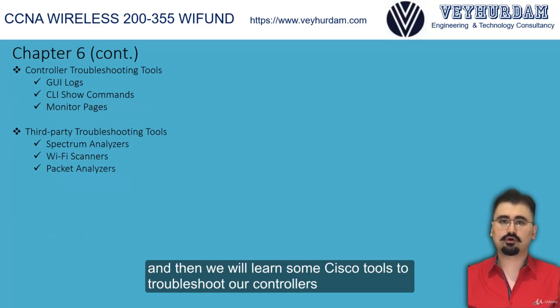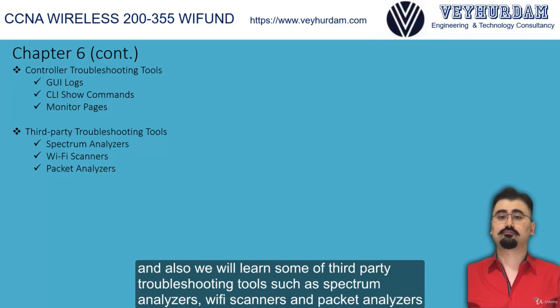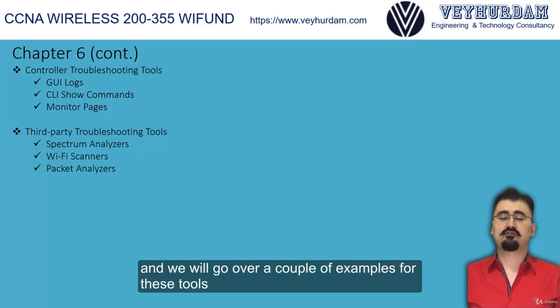And then we will learn some Cisco tools to troubleshoot our controllers. And we will learn some third-party troubleshooting tools, such as spectrum analyzers, Wi-Fi scanners, and packet analyzers. And we will go over a couple of examples for these tools.